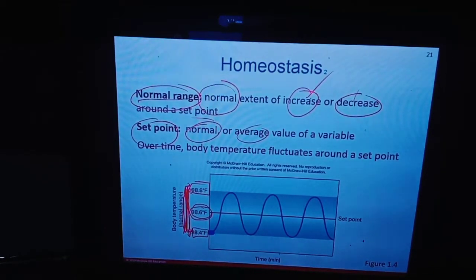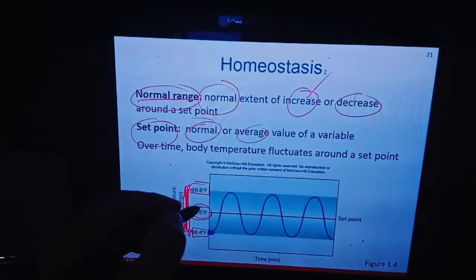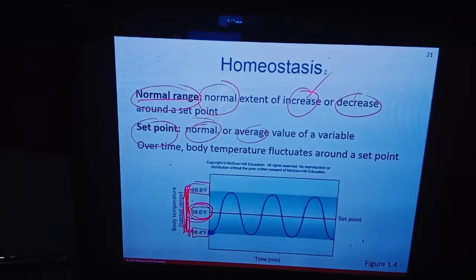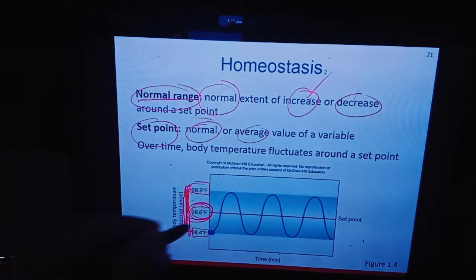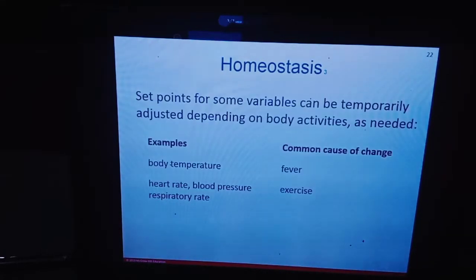It is within the range. So that's the normal range that we call. Again, your temperature is set at 98.6 degrees Fahrenheit. So that's the normal or the average value of a variable. Set points for some variables can be temporarily adjusted depending on the body's activities as needed.